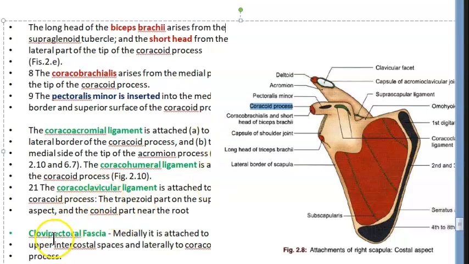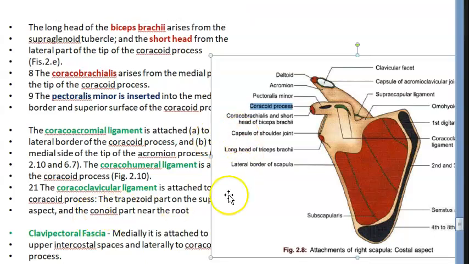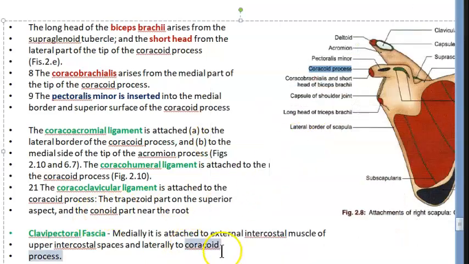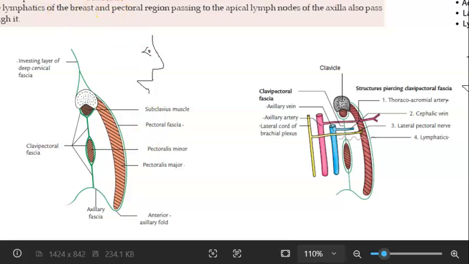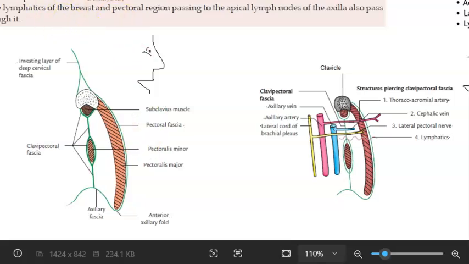Then clavipectoral fascia. That fascia also attaches to this coracoid process, laterally. Let us look at the clavipectoral fascia. See, where is the clavipectoral fascia, guys? Here you can see this is a human's face, so somewhere in the thorax. Here you're seeing that this is a clavipectoral fascia.